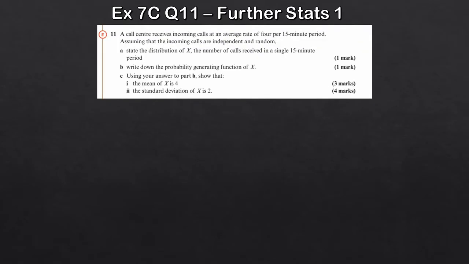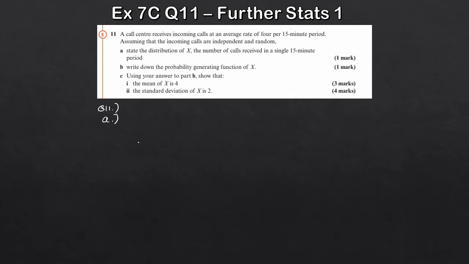So this one's from exercise 7C. Now this one's looking at showing the mean and standard deviation for a probability generating function. So let's have a go at part A, question 11, part A.